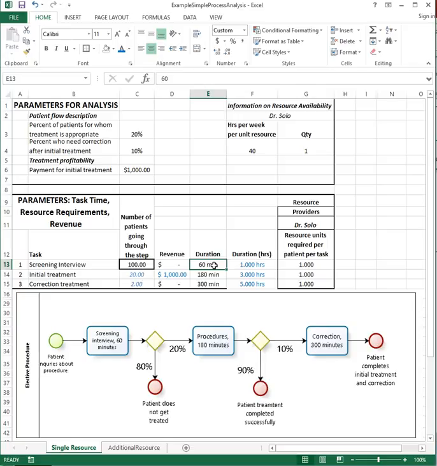So to go back to where we were, I have the first step. It takes 60 minutes, 180 minutes, 30 minutes, and here I translated these minutes into hours. Duration is in hours.